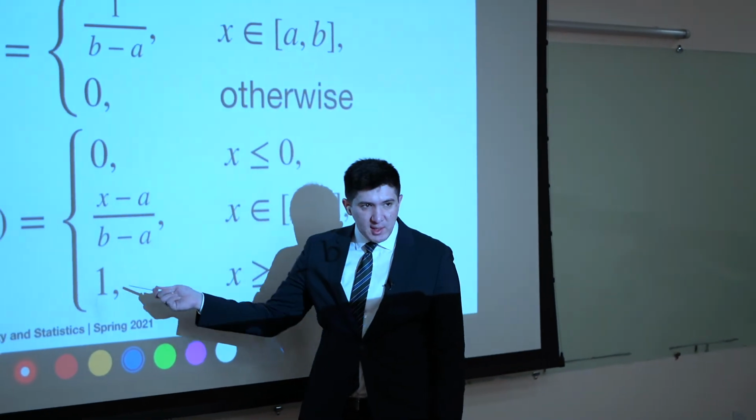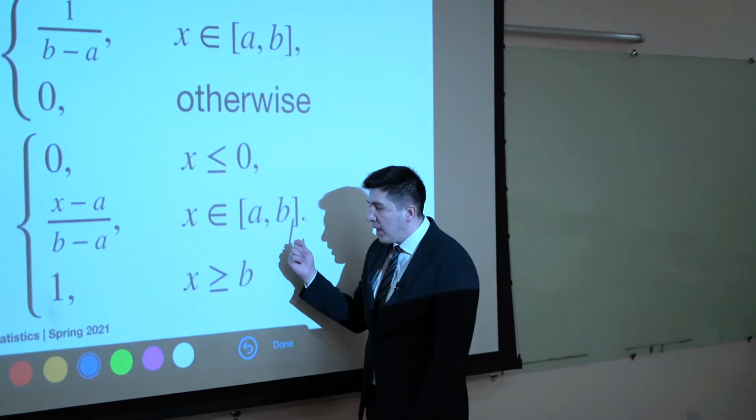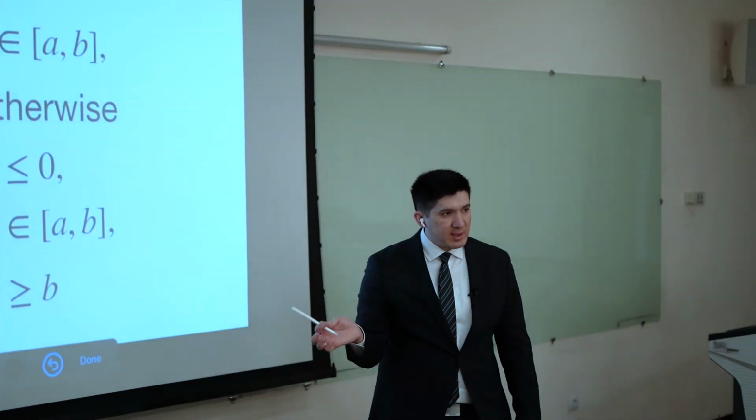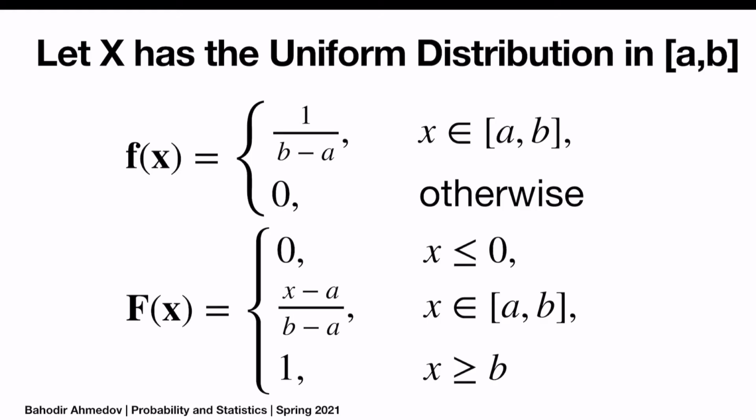It's going to be (x minus a) divided by (b minus a) if x is between a and b. And it's going to be equal to 1 if x is bigger than b.